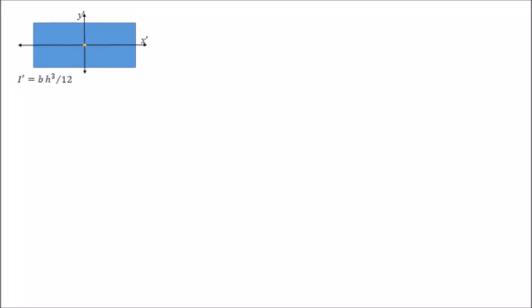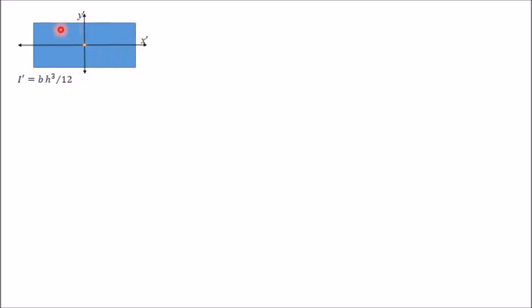To determine moment of inertia of composite figures, you need to know moment of inertia of some standard figures. For example, this is a rectangle and its moment of inertia is given by bh cube by 12, where b is the side which is parallel to the axis. For example, if you want to determine moment of inertia with respect to this x dash axis, then this side which is parallel to x dash axis will be b and this side will be h.